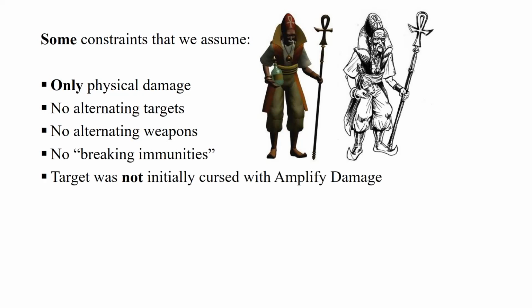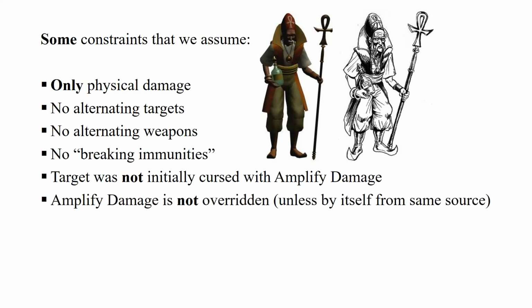The target is not initially cursed with Amplify Damage, so we're basically starting an attack sequence on a target that is not initially affected by amplified damage. And lastly, we're assuming instances in which amplified damage is not overridden by anything else. So you don't have any other chance to cast another curse that would override it, unless, of course, it's overridden by itself from the same source. That's fine.